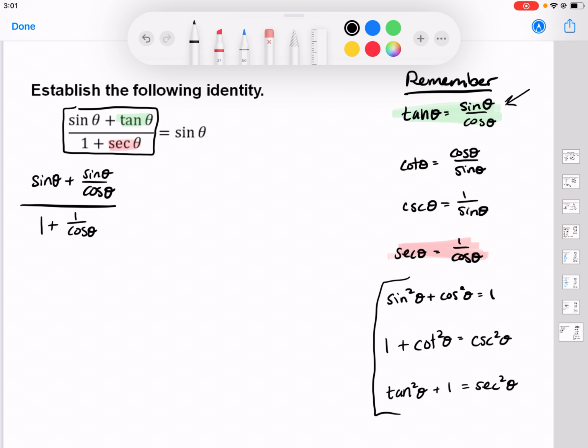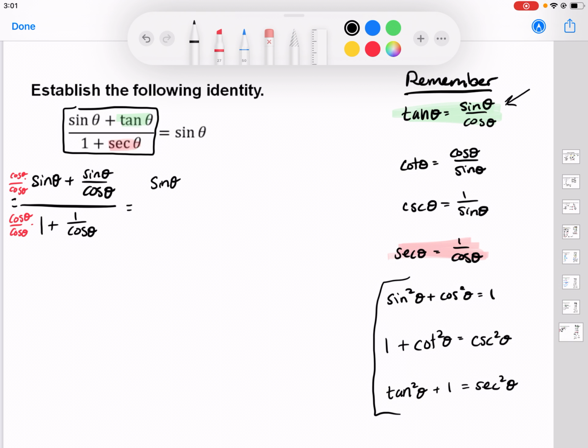Ooh, yeah, this is gross. There's probably an easier way, I don't know. I actually don't know if that's true, but I mean, this way is going to be great. So from here, what I'm going to do is I'm going to get everything to be over cosine. So I'm going to multiply this one by cosine over cosine, and the one by cosine over cosine. Okay, everything. We just really like everything to be over cosine. It's going to be so fun.